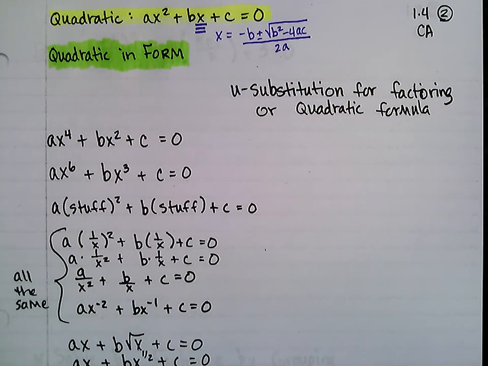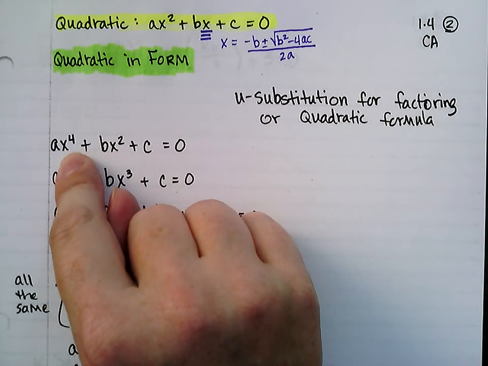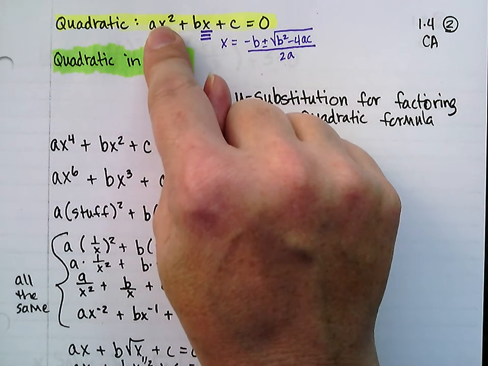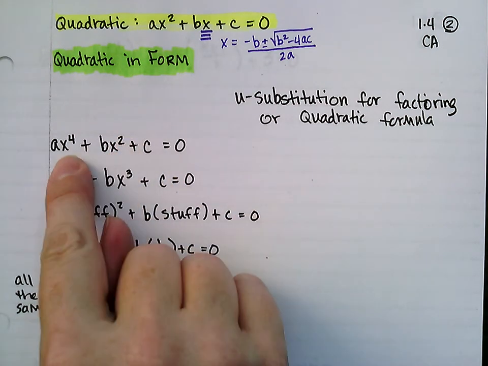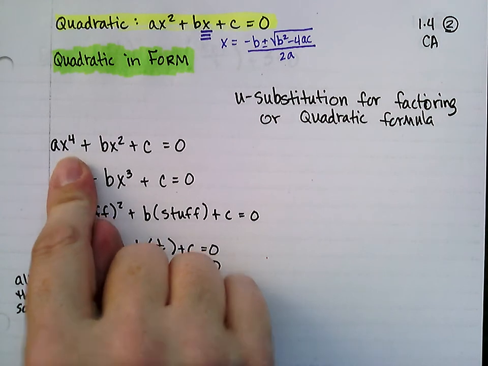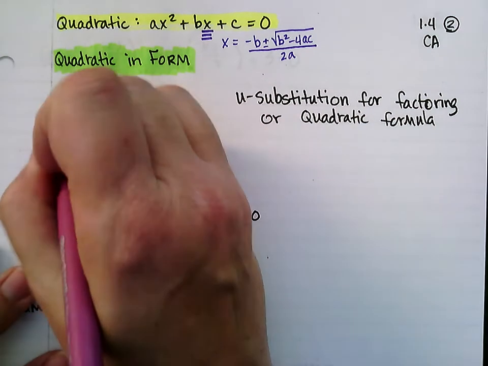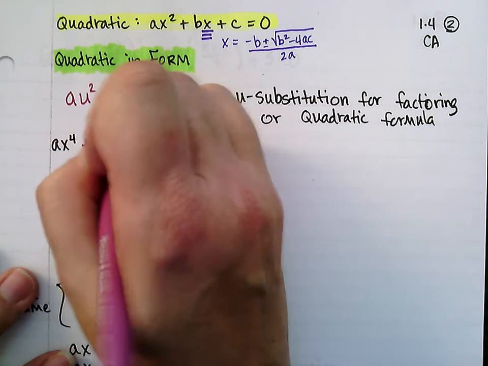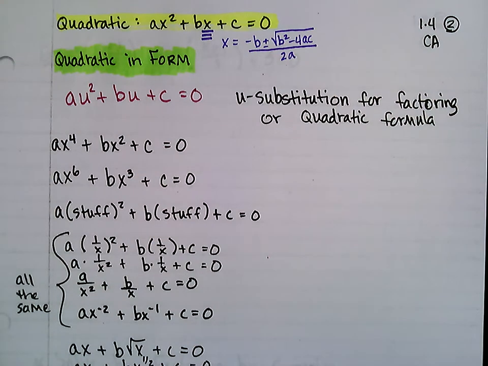So all of these problems, you're going to have one of your exponents be twice as big as the other. On this one, the exponent was 1, and this exponent was twice as big, x squared. On this one, the exponent is 2. On this one, the exponent is twice as big, so 4. So what we're going to do is rewrite all of our problems when we do u substitution. They're all going to be rewritten as a times u squared plus b times u plus c equals 0. We just have to figure out what u and u squared are.